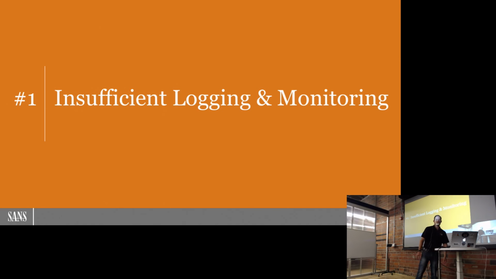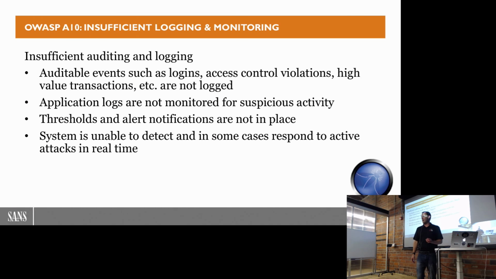So, insufficient logging and monitoring. Is anyone familiar with OWASP? A couple hands go up. Everyone's heard of these guys. Okay. They added a new item this year. They finally released the 2017 update, and number 10 on the list was insufficient logging and monitoring. What in the world does that mean? It means we have no visibility. I like that description.